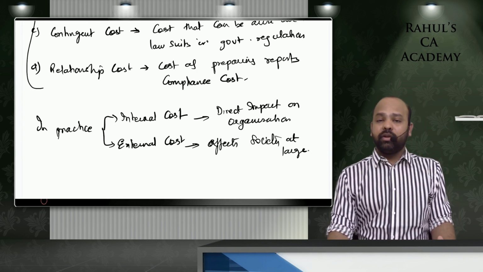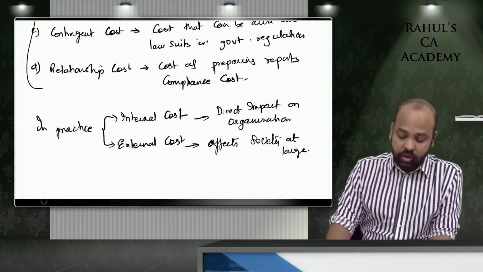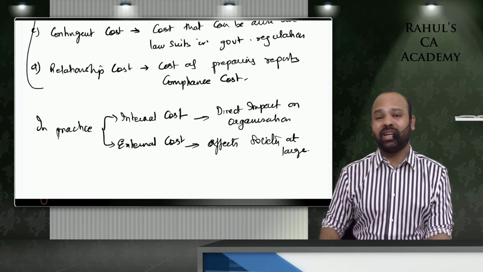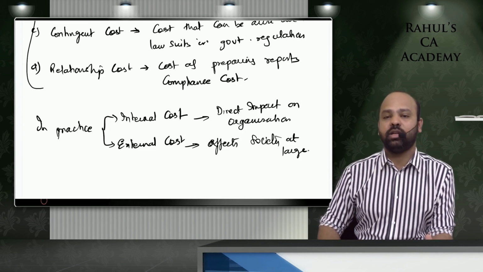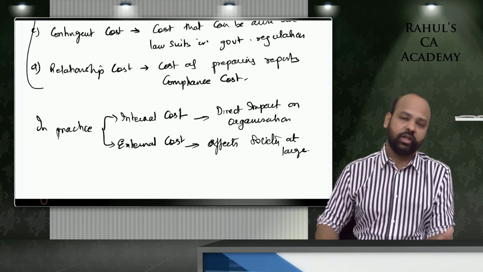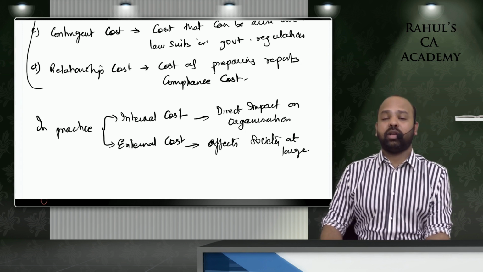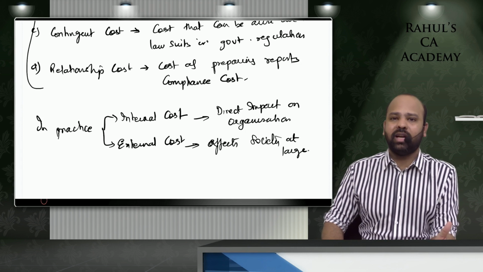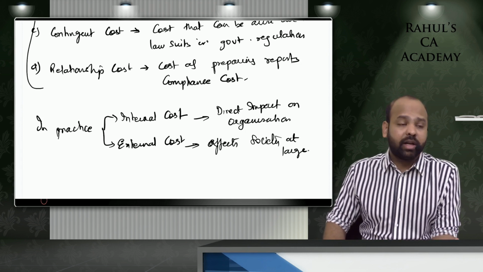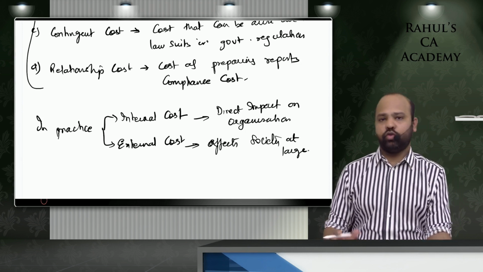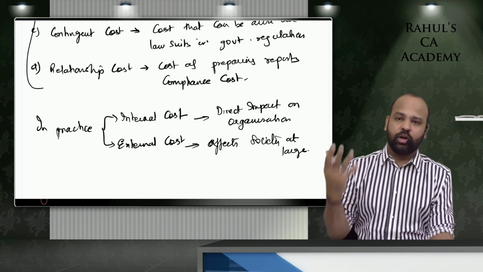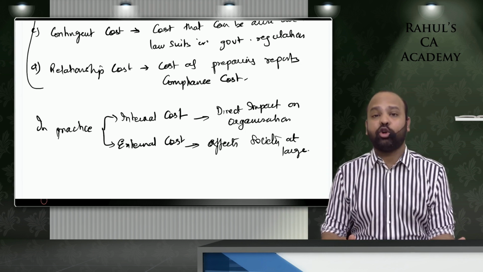In reality, beta, we simply divide them into internal and external cost. Internal cost is something that has a direct impact on the organization. External cost has an impact on society at large. You have been manufacturing plastic bottles of water, and you're circulating it. It does not have any direct impact on your organization because you are under no obligation to collect those bottles and dispose of them, but it has an impact on society at large.